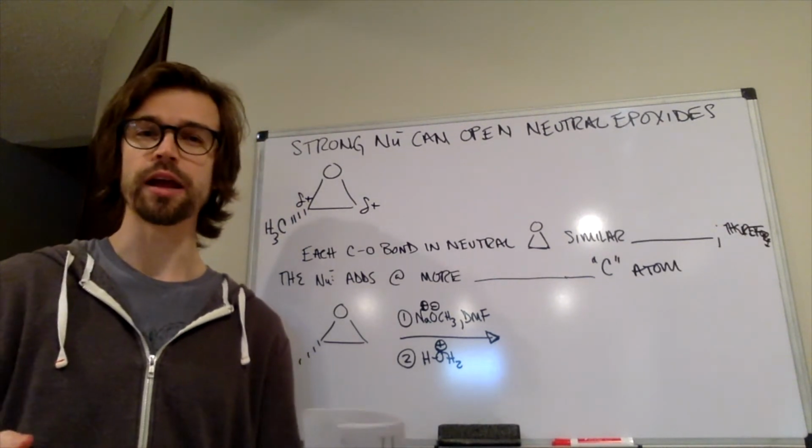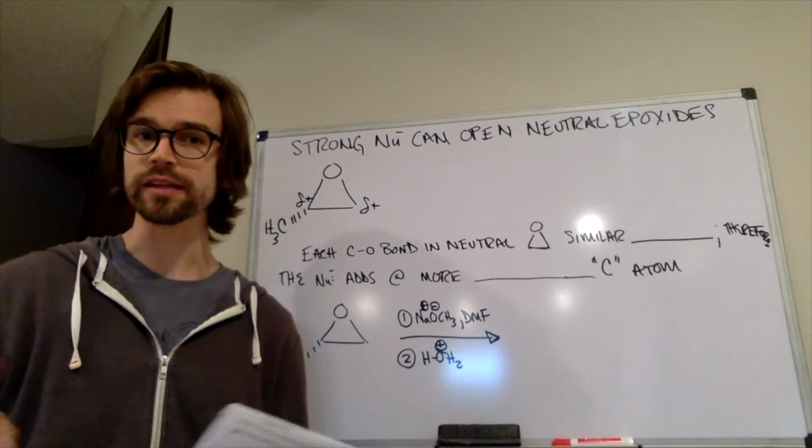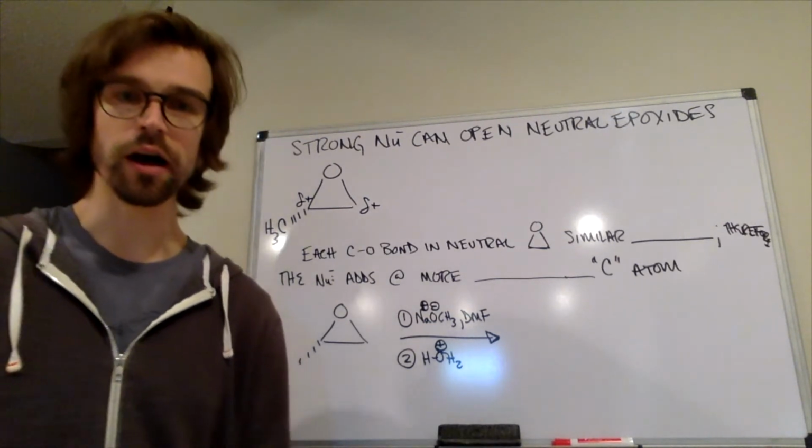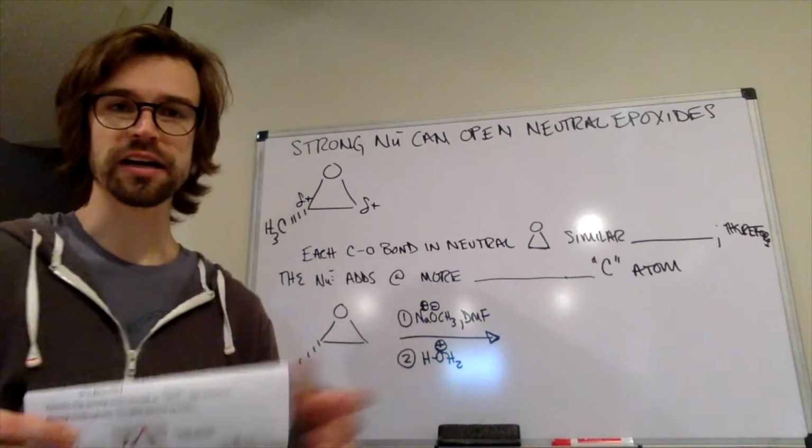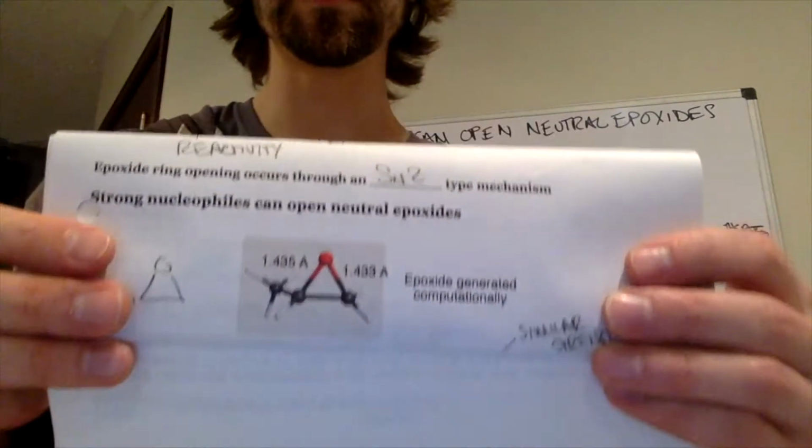So we're going to break the bond that is weakest. We're always picking on that weak bond. So that epoxide right there has been generated computationally. I have that right here.